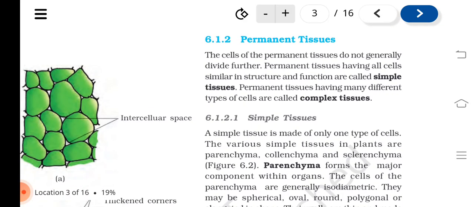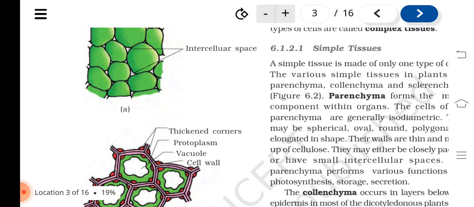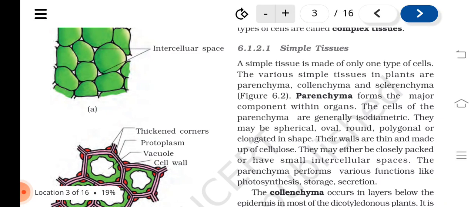The cells of the permanent tissues do not generally divide further. Permanent tissues having all cells similar in structure and function are called simple tissues. Permanent tissues having many different kinds of cells are called complex tissues. Simple tissues. A simple tissue is made of only one type of cells. The various simple tissues in plants are parenchyma, collenchyma and sclerenchyma. Figure 6.2.